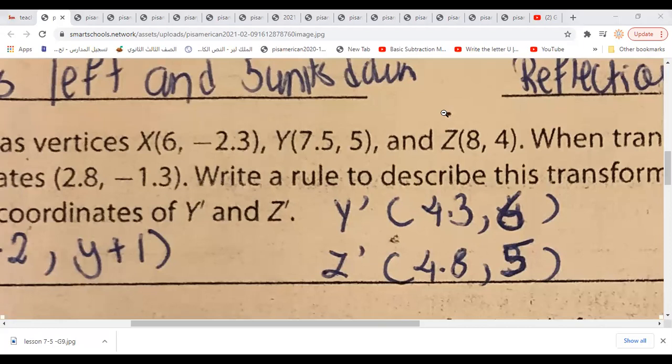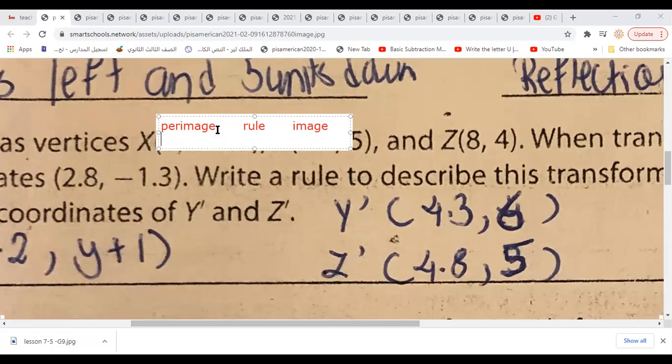Let me explain something to you, Fadia, and to the rest of the class. If you want to work with any point, we have a pre-image, and we have a rule, and then we have an image. You have a pre-image, a rule, and an image. In case you have a pre-image and the rule, you are going to add. How?